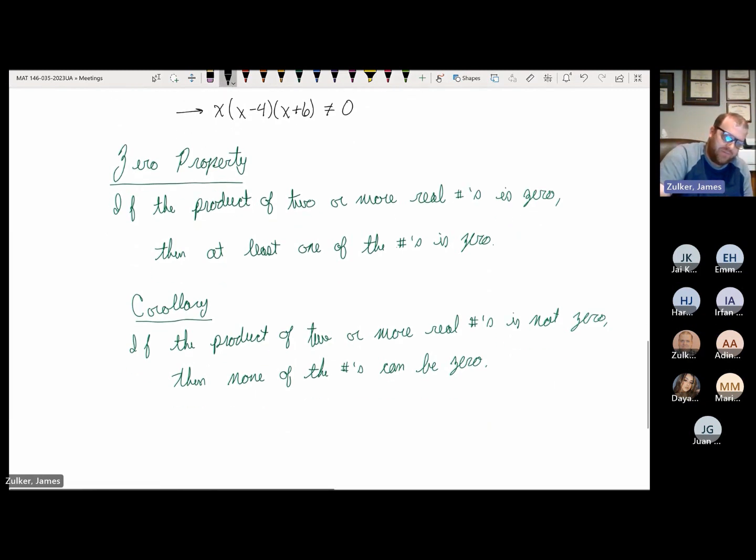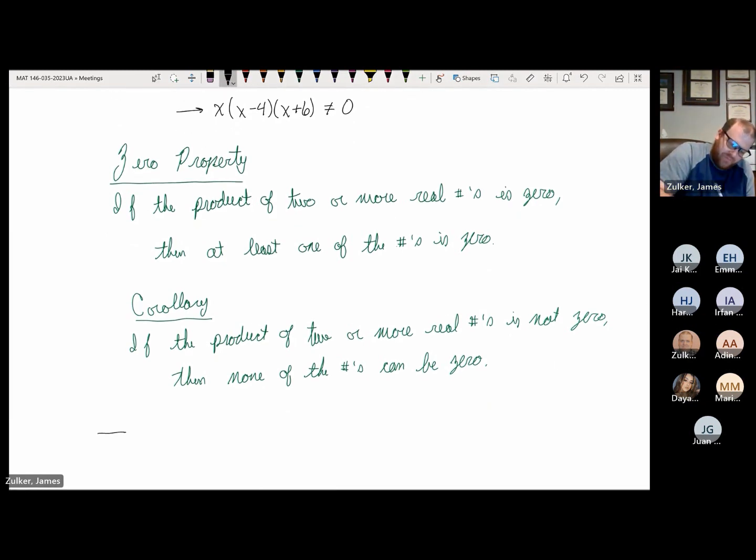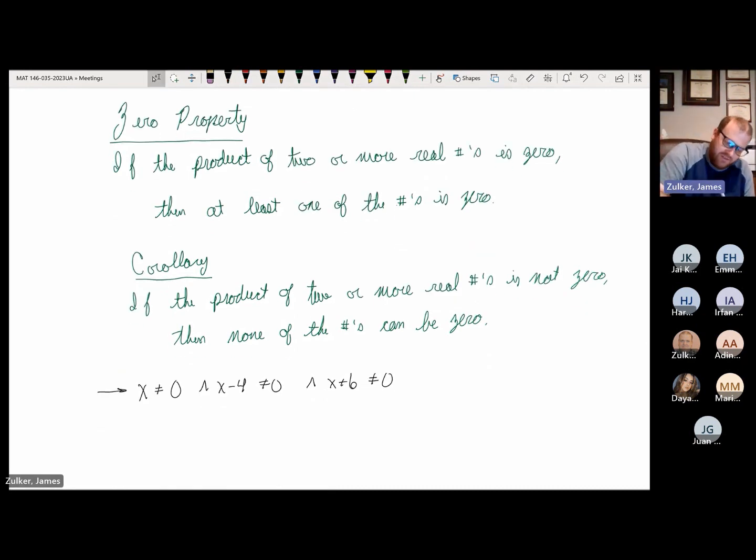What that means here is x cannot equal zero, and x minus 4 cannot equal zero, and x plus 6 cannot equal zero. Because we're saying that the product of these three numbers is not zero. That means none of them can be zero. So x is not zero, and x is not 4, and x is not negative 6.